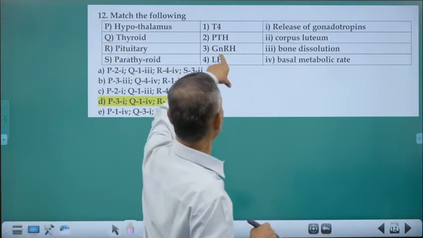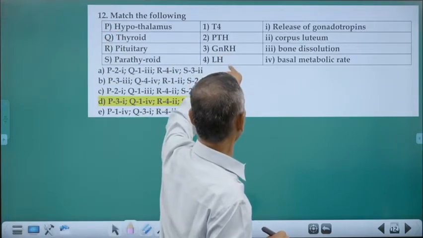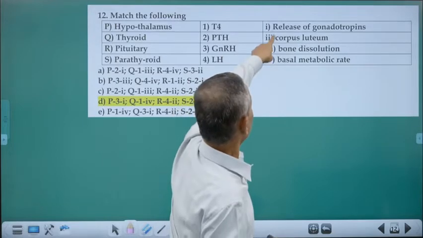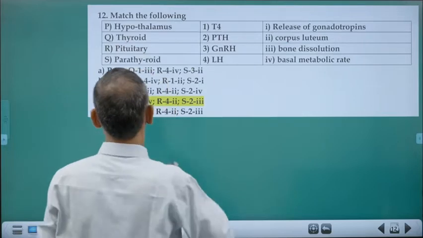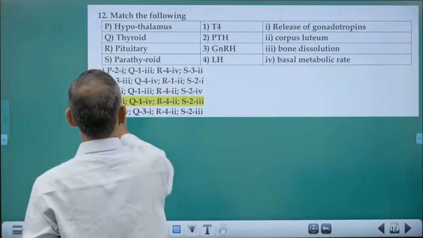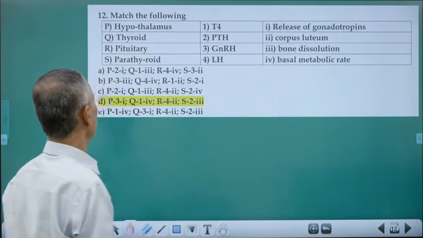So releasing hormone, gonadotrophic releasing hormone, correct. Release of gonadotrophin. There is only one option. Immediately we came to the answer.